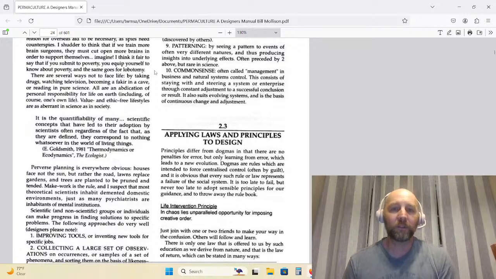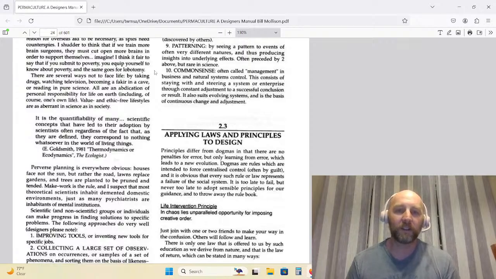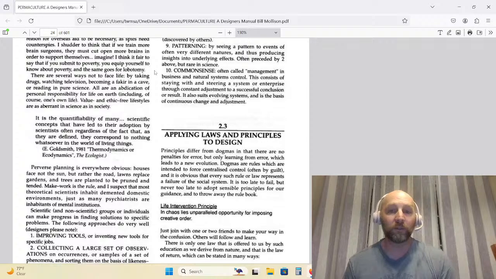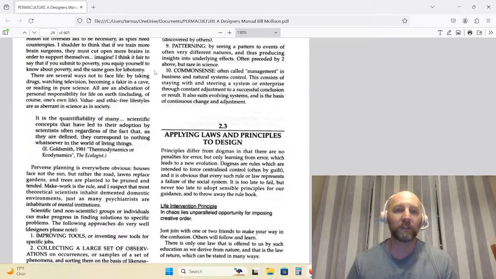Number 10, common sense, often called management in business and natural systems control. This consists of staying with and steering a system or enterprise through constant adjustment to a successful conclusion or result. It also suits evolving systems and is the basis of continuous change and adjustment.